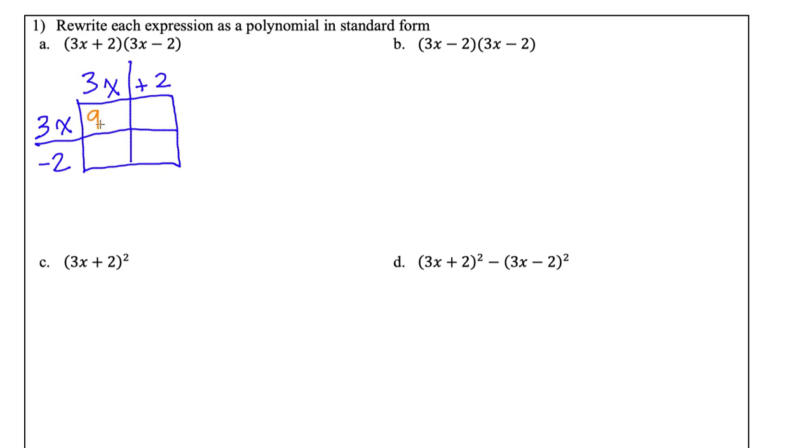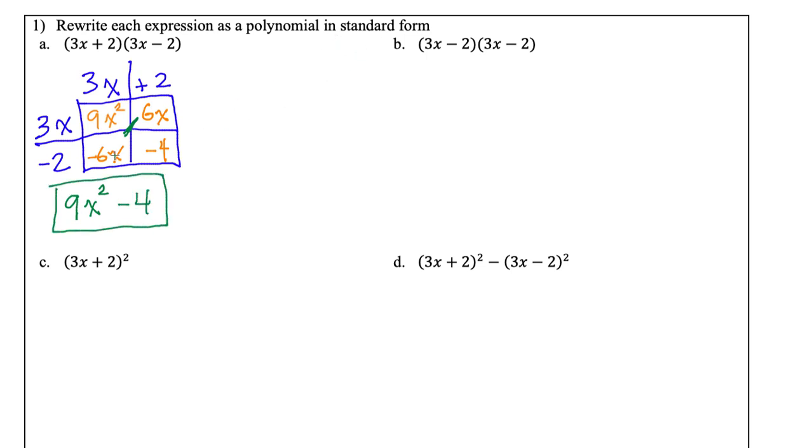3x times 3x is 9x squared. 2 times 3x is 6x. I have a negative 6x, and I have a negative 4, which means if I add up all of the area, a positive 6x and a minus 6x, that makes 0. So my answer here is 9x squared plus 0x, so nothing, and then minus 4. That is the final answer in standard form.